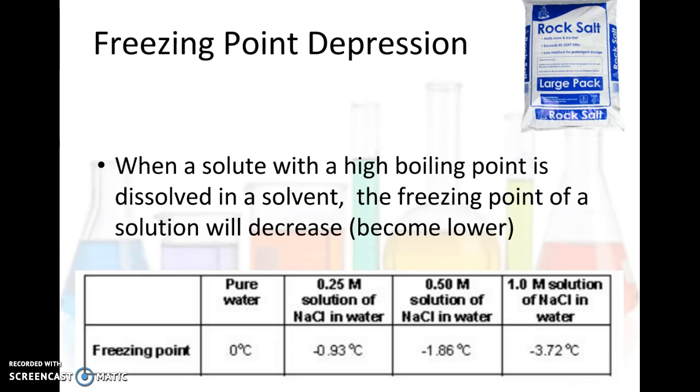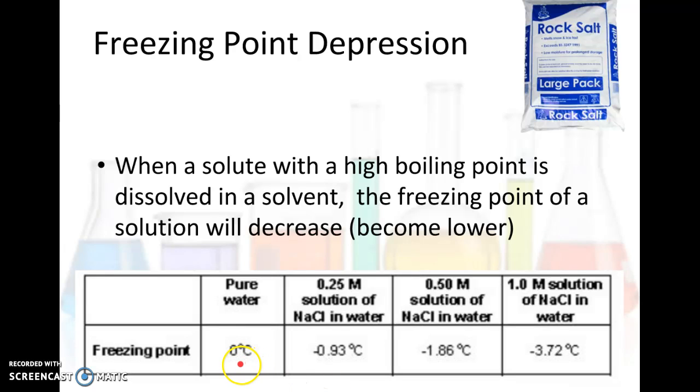So if anyone is like me, I'm a little clumsy when it comes to ice, and by a little I mean a lot. And this freezing point depression, the rock salt, is a godsend. When a solute with a high boiling point is dissolved in a solvent, the freezing point of a solution will decrease. It'll become harder to freeze, or lower the temperature of the freezing. So that comes in handy with ice.